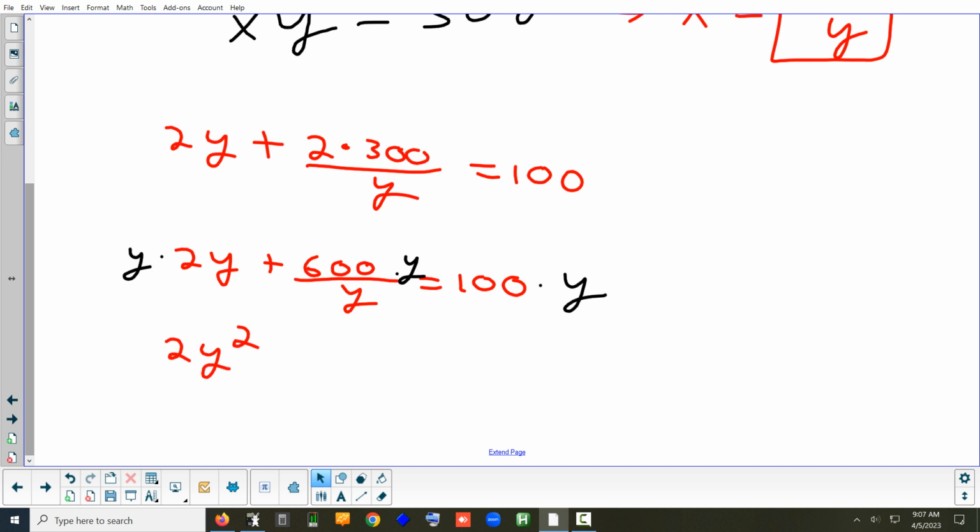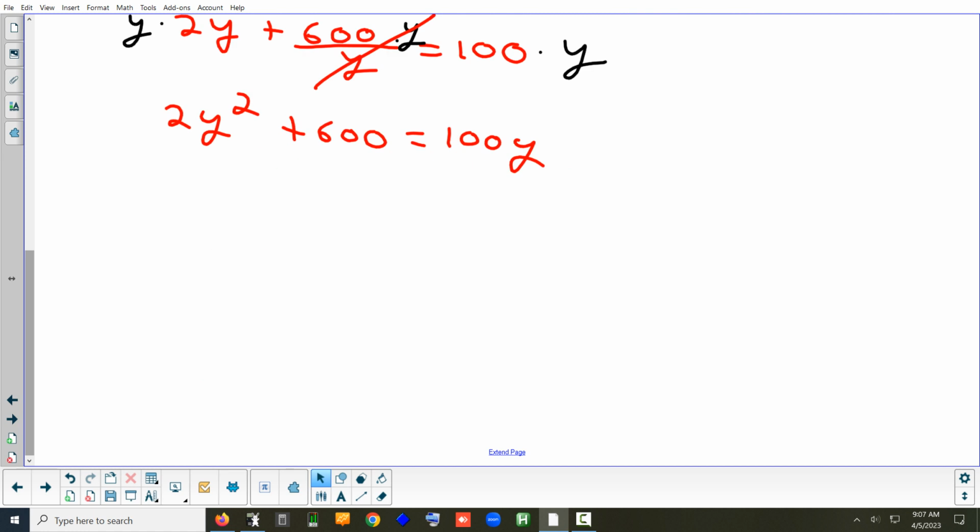So now you should already have a hint at what kind of problem you're going to be solving. Highest exponent is a 2. It's a quadratic. So 2y squared plus 600 equals 100y. When you're solving a quadratic, what do you generally try to get it equal to? Yep, 0. So we want to put everything on the left side. 2y squared minus 100y plus 600 equals 0.